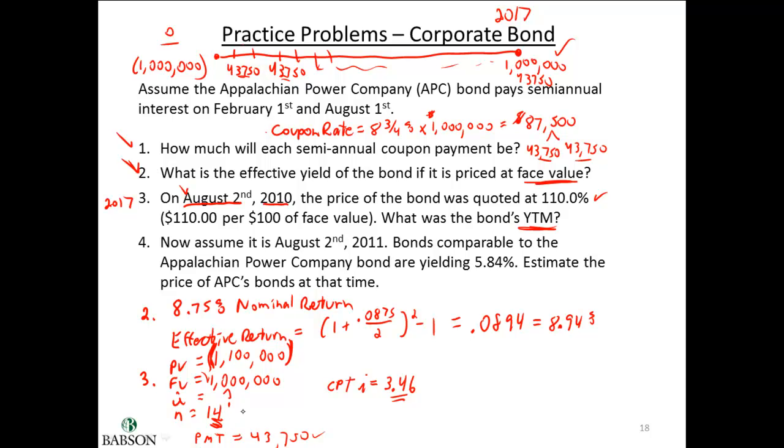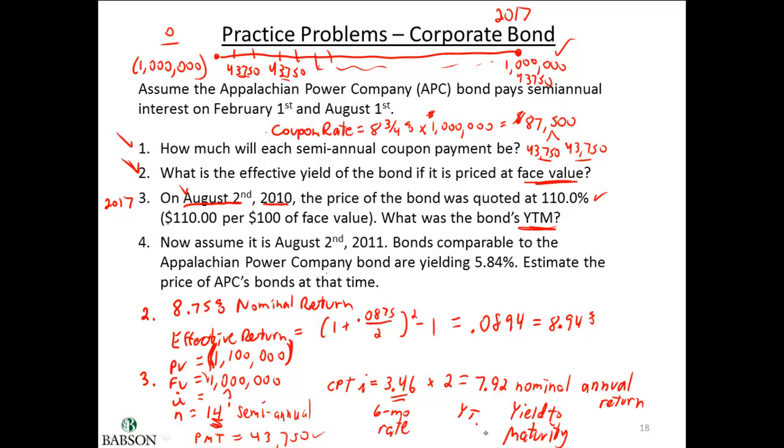One thing that we want to remember is look at your N. N is 14. So we know that the periodicity is semi-annual. In other words, there are 14 semi-annual periods in this bond's life remaining as of August 2010. Therefore, the I that your calculator is spitting out at you is a 6-month rate. So to get at least a quick estimate of the annual rate, we can just double it. That's our nominal annual return. That's also known as the bond's yield to maturity, or its YTM.